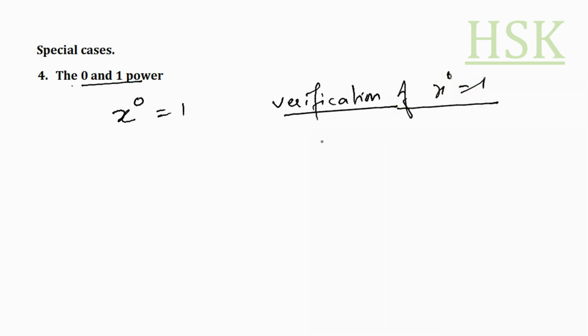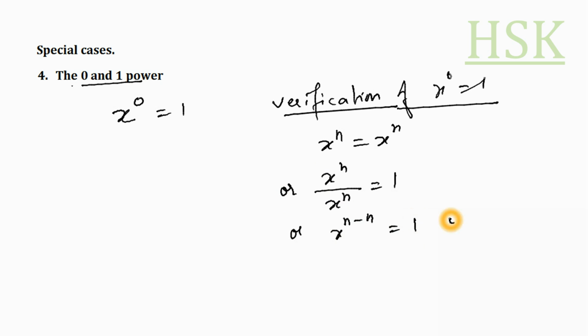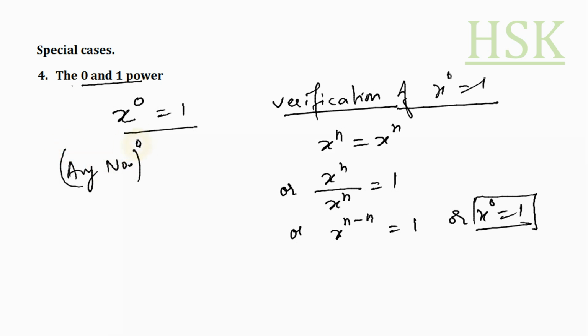We can write x to the power of n is equal to x to the power of n. A number can be written equal to itself, no problem. After this I'm going to cross multiply and write x to the power of n upon x to the power of n is equal to 1, or x to the power of n minus n is equal to 1, or x to the power of 0 is equal to 1. So this result is valid for all numbers. Any number raised to the power of 0 is equal to 1.